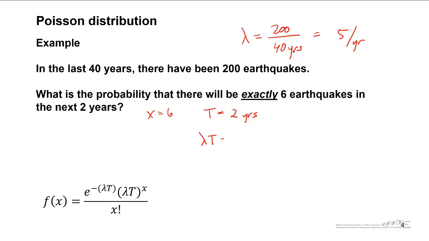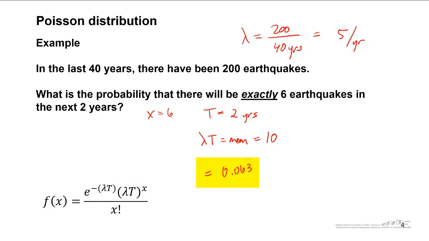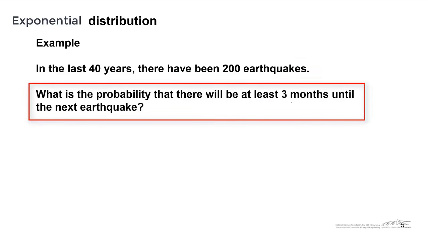Lambda t, which is also known as the mean, is equal to, in this case, 5 times 2, and that would be 10. You could plug that into this function with x equals 6, and when you do this, you would get about 6.3%. There's a 6.3% chance that in the next 2 years, there's going to be exactly 6 earthquakes. Now what we're going to do is ask questions like, what's the probability that there will be at least 3 months until the next earthquake?